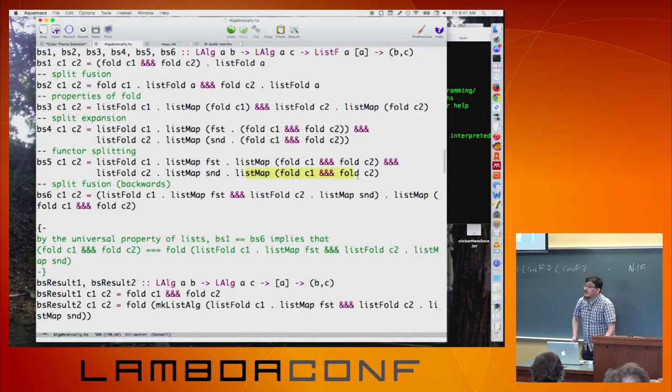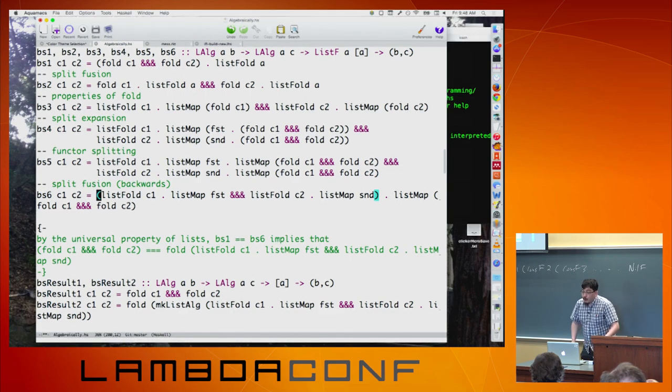So we've rearranged it to share more work again by getting the parallel structure on both sides of the tuple. And now we apply backwards split fusion, and you get this guy that looks pretty awkward, where we fold the C1 dot map first, then fold the C2 dot map second, and that entire structure is composed with mapping the fold of C1 and C2. Now this is not any more efficient than this, but it's an interesting form.